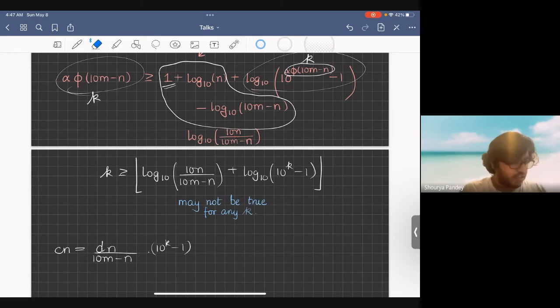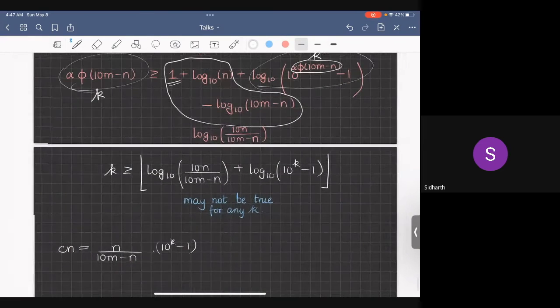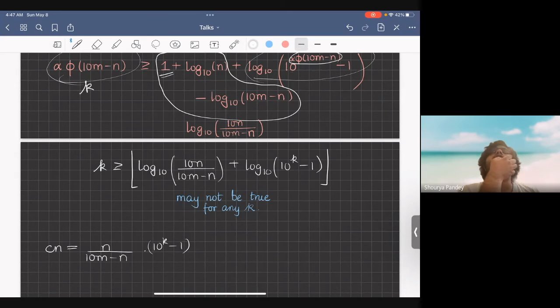I mean, I can just take d to be 1. That's not a problem. A smaller d actually only benefits us. Oh, true. It does work, doesn't it? Yeah. You are right.